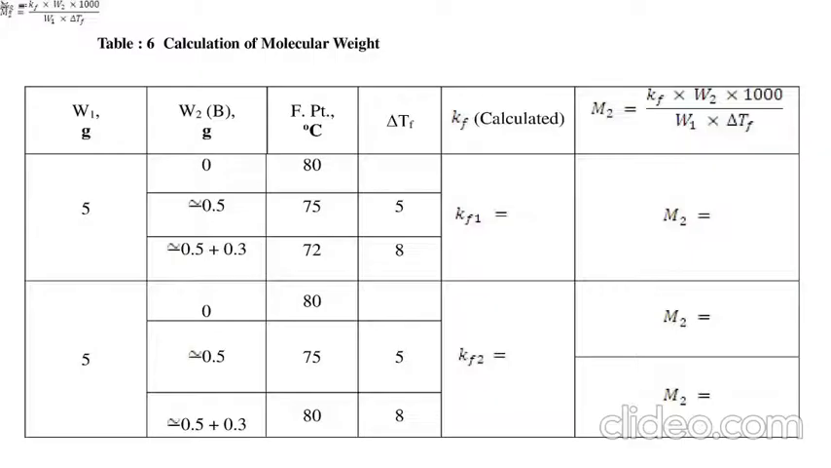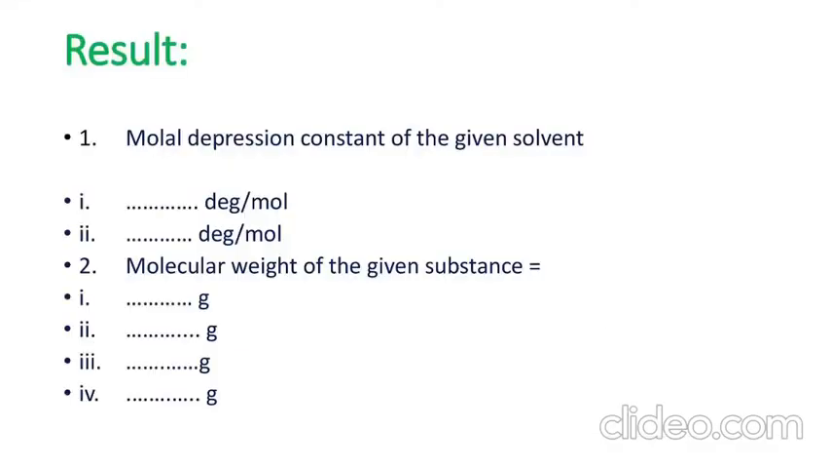The molecular weight of the unknown solute B is calculated using the formula M2 = Kf × W2 × 1000 / (W1 × ΔTf). There are two Kf values for the solvent, so we have obtained 4 molecular weights for the unknown solute. Finally, the results are summarized.